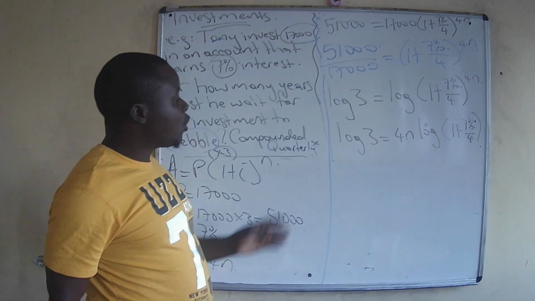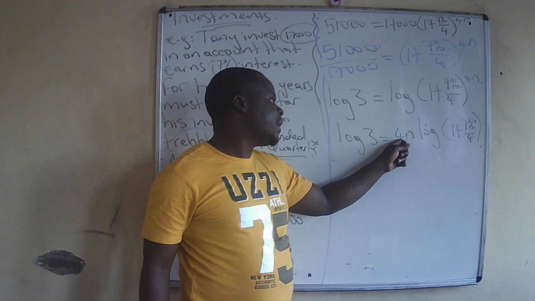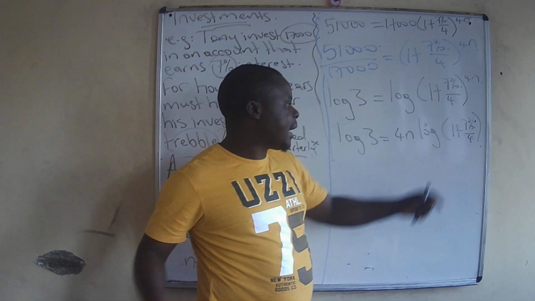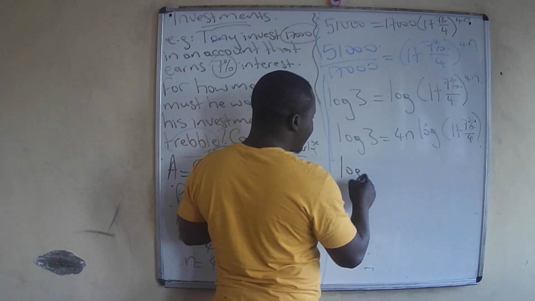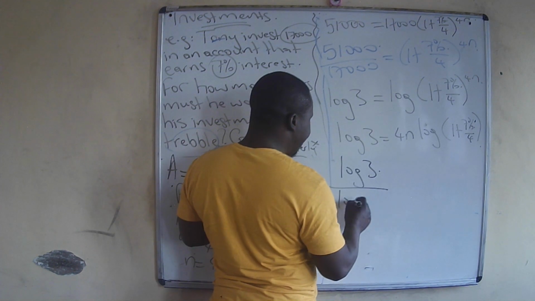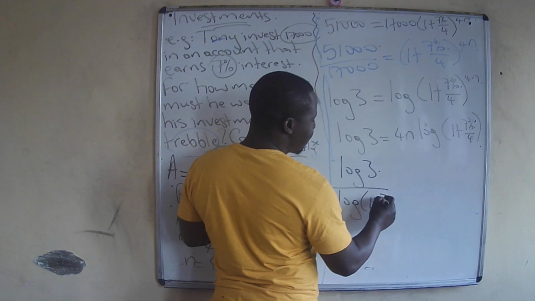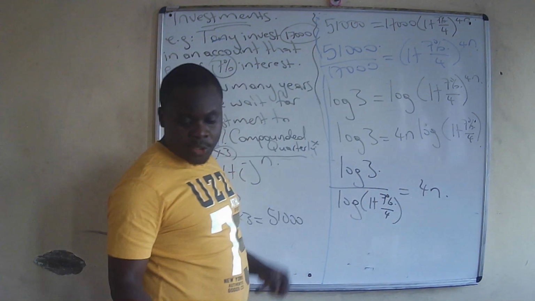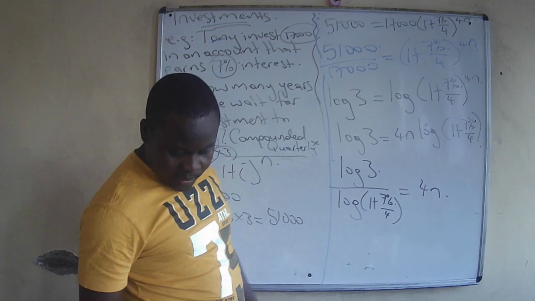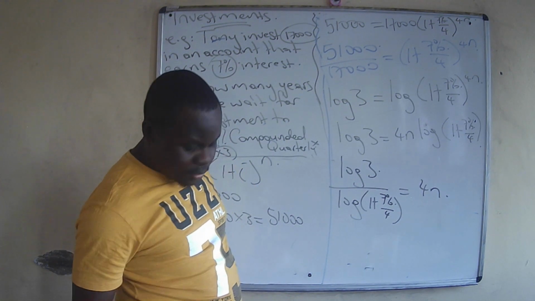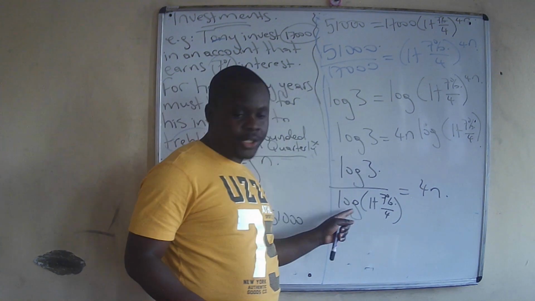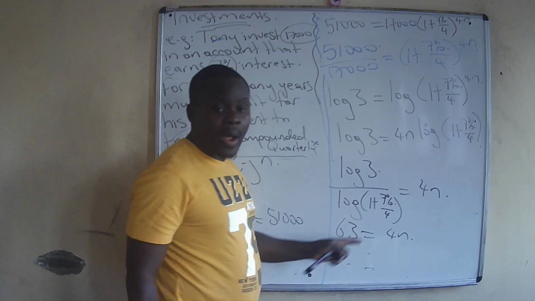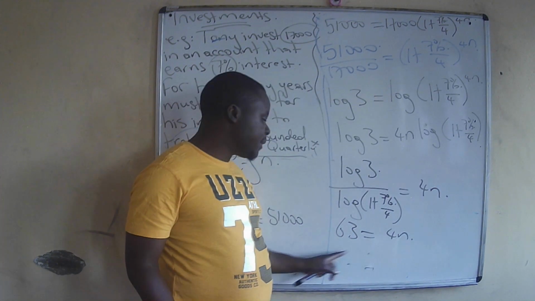From here, we want to isolate 4n, which means we divide both sides by this logarithm that was on the other side. So log 3 divided by log of (1 + 7% over 4) is equal to 4n. We shall punch our calculators, so we are going to find the answer for this. This answer is going to be 63 is equal to 4n, which means for us to get n, we're going to divide both sides by 4.